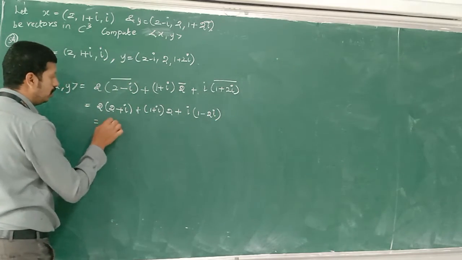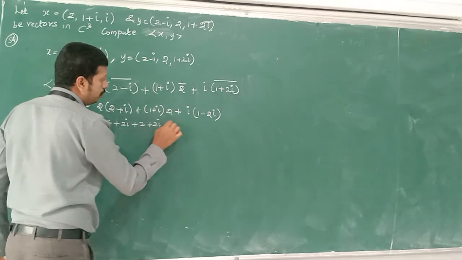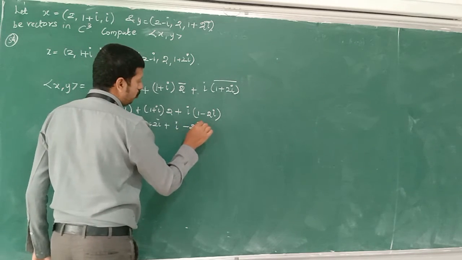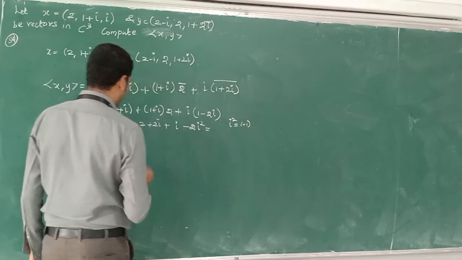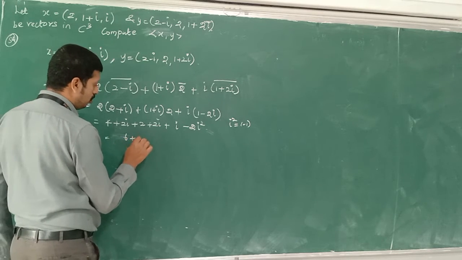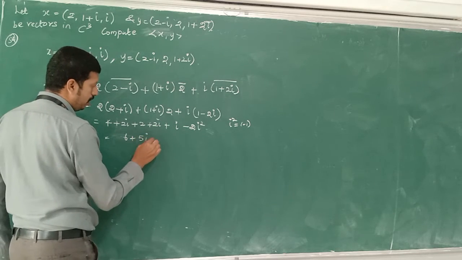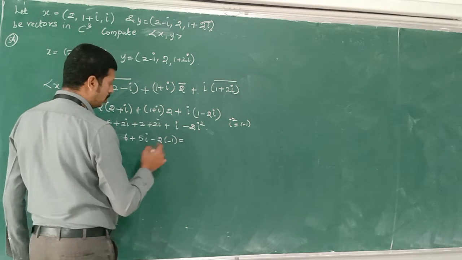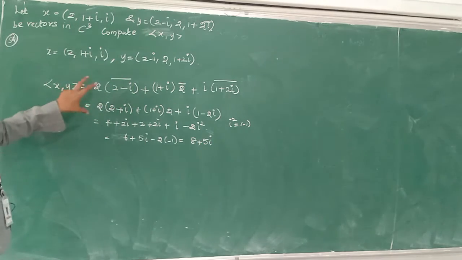So we multiply: 4 plus 2i plus 2 plus 2i plus i into (1 minus 2i), which gives i minus 2i squared. The value of i squared is minus 1. Totally, 4 plus 2 is 6, and 6 plus 4i becomes 5i, so 6 plus 5i minus 2 into minus 1, that is plus 2. So totally we get 8 plus 5i. Okay, this is the problem. I think you understood this.